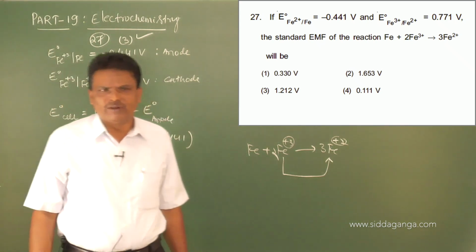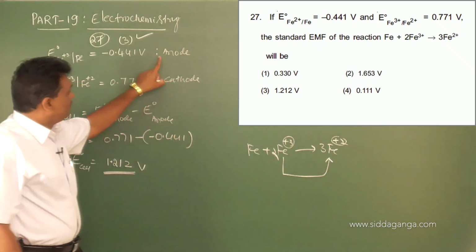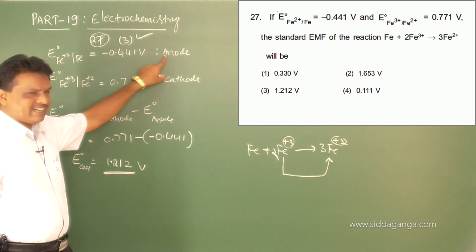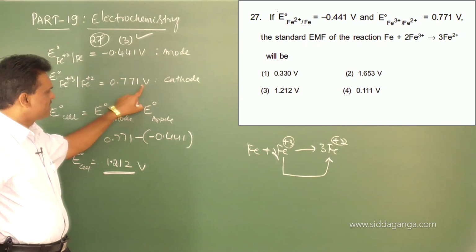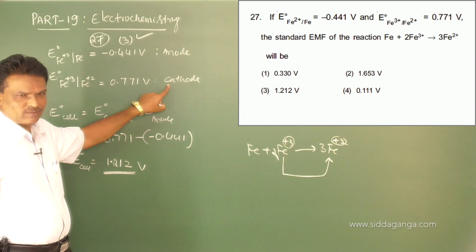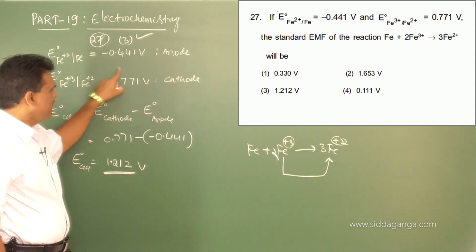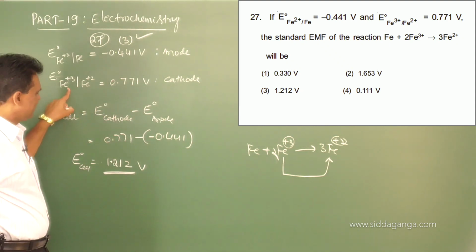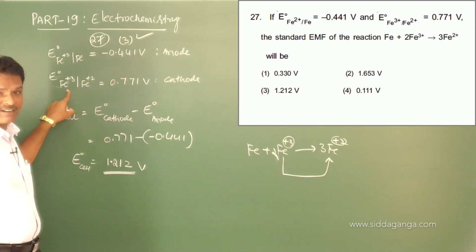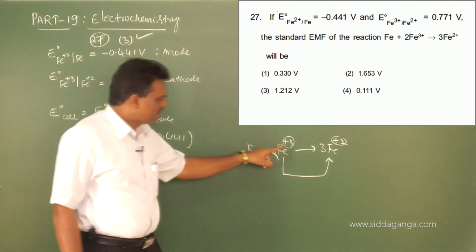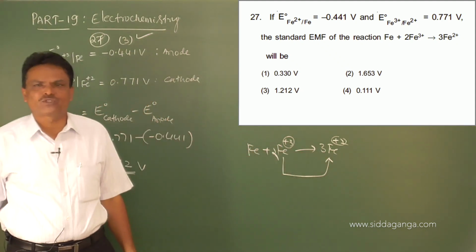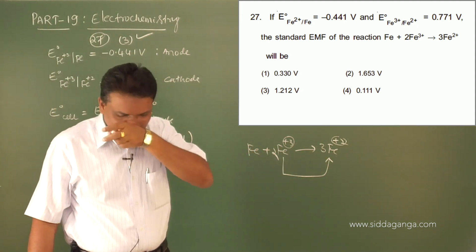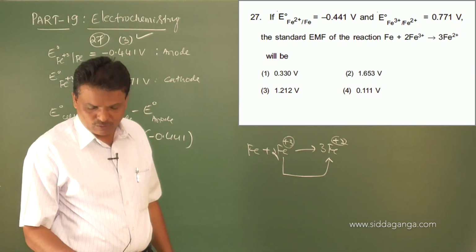Is it clear? Note: the electrode with lower SRP value acts as anode, and the electrode with higher SRP value acts as cathode. Higher SRP means it becomes a powerful oxidizing agent. An oxidizing agent is a substance which gains electrons. That is why Fe plus 3 changes to Fe plus 2. Is it clear? So next, another question.